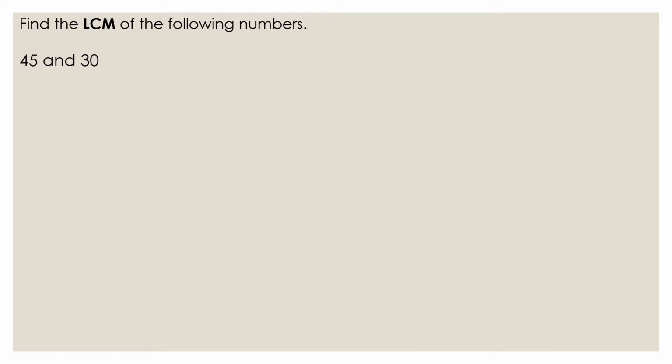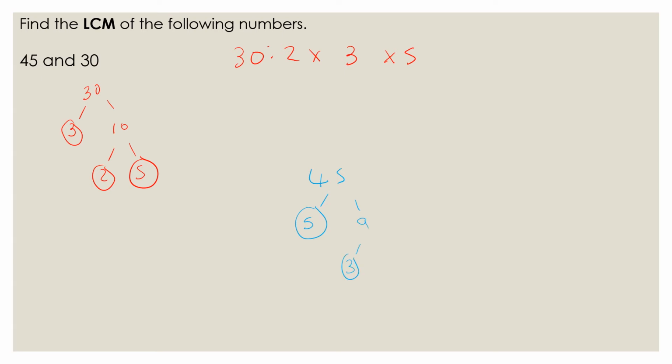Same as we've done before, pause the video and then we'll go through the answers. So I'm going to break my 30 up. So 30 is 2 times 3 times 5. Then I'm going to break my 45 up. So 45 is 3 times 3 times 5.